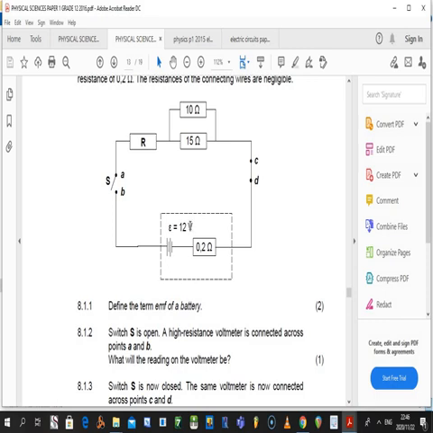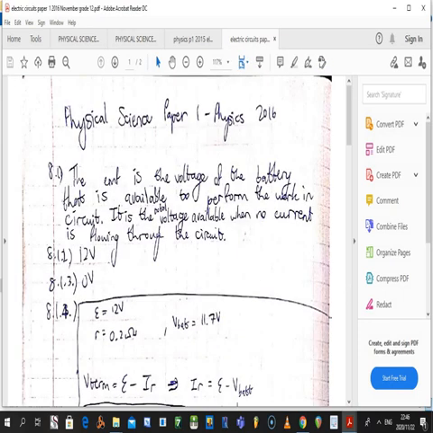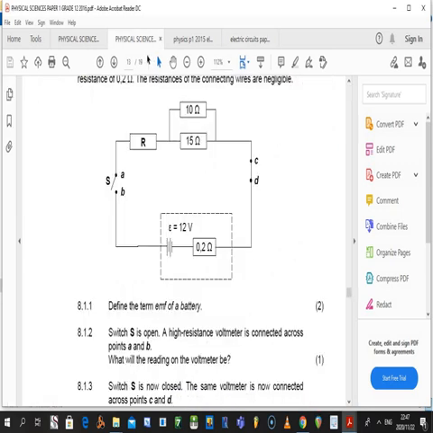Basically, the EMF of the battery is the total voltage or potential difference of the battery available to perform work in the circuit. It is the voltage or potential difference of the battery when no current is flowing throughout the circuit. I'm defining that from my head, but let's read what I've written. The EMF is a voltage of the battery that is available to perform the work in the circuit. It is the total voltage available when no current is flowing through the circuit. Pretty much what I've said.